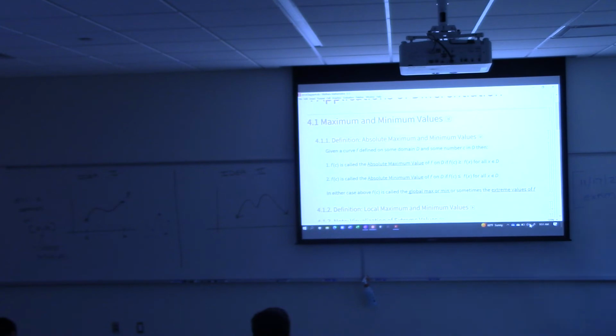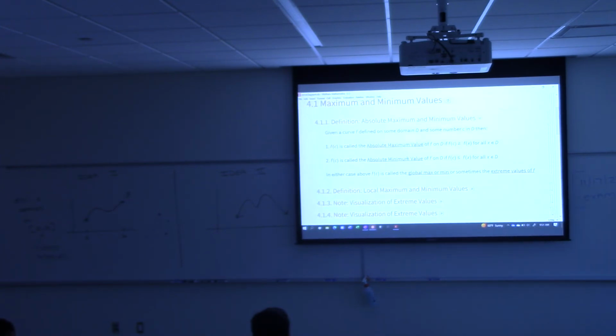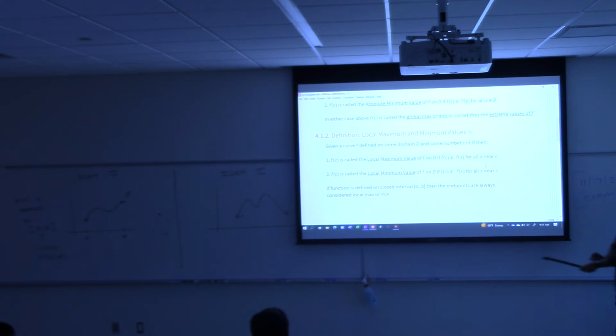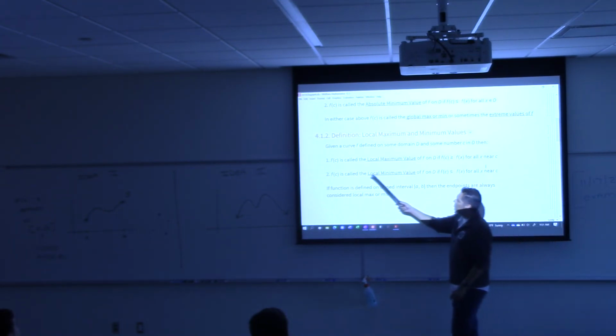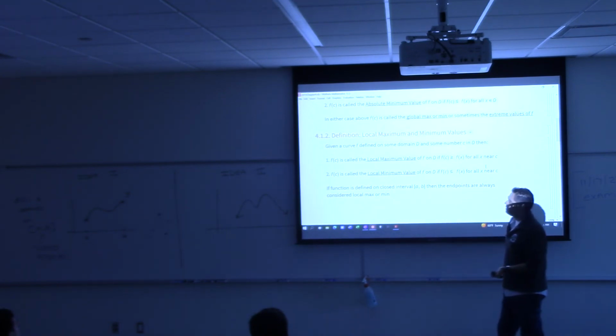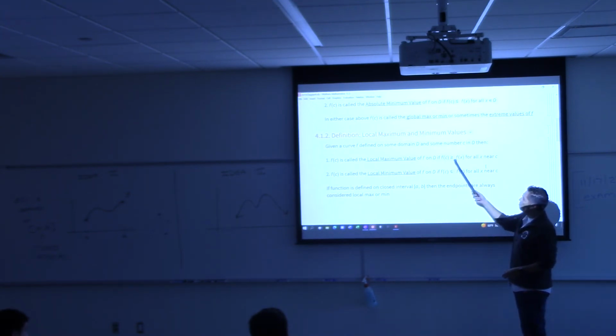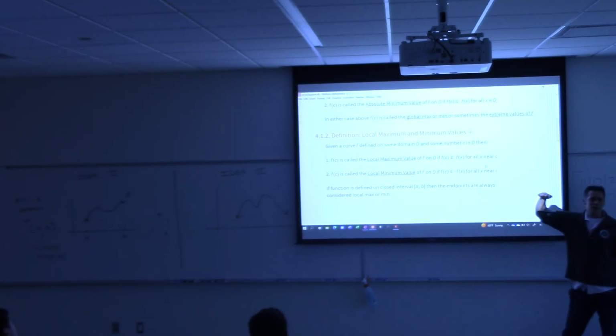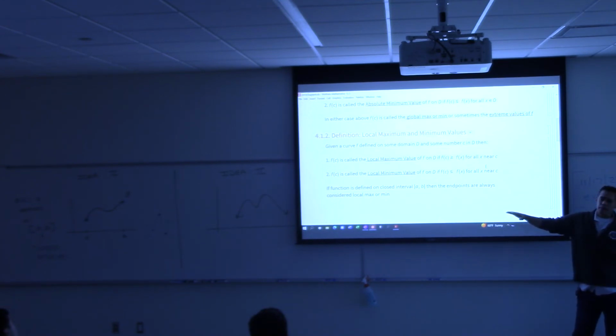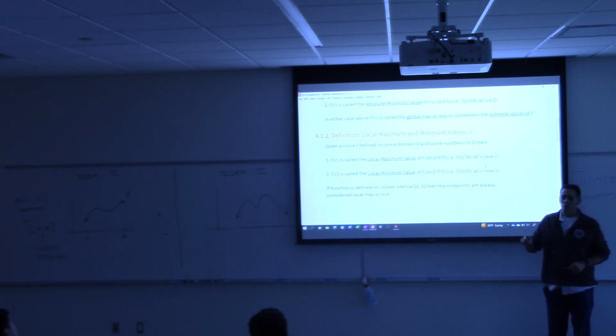All right, the next definition we have is what's called a local maximum. And this one's a little tricky. Given a curve f defined on some domain D and some number c in the domain, f of c will be called a local maximum value of f if f of c is bigger than or equal to f of x. This is the big difference right here. For all x near c. So the previous definition said that that point had to be the highest point out of all the points on the graph, right? This says you just have to be the highest point locally.